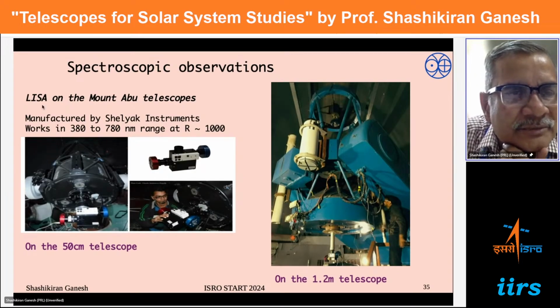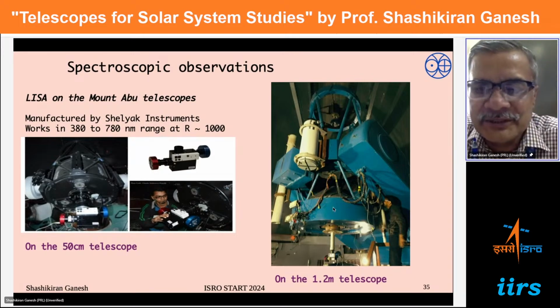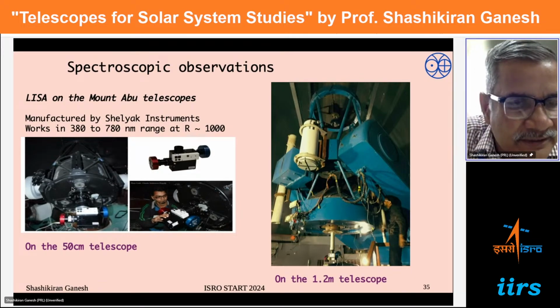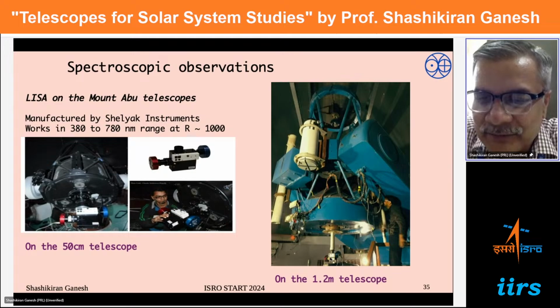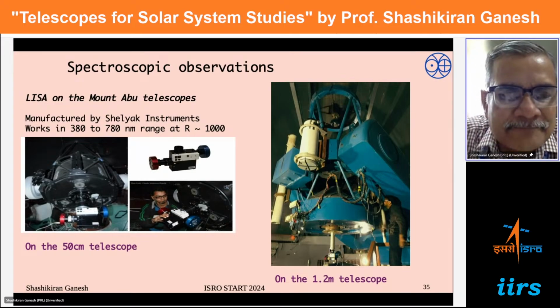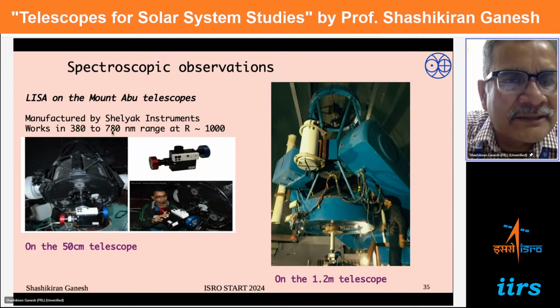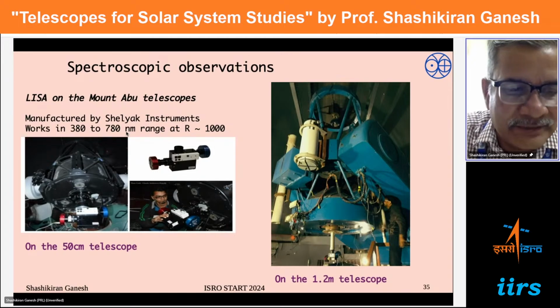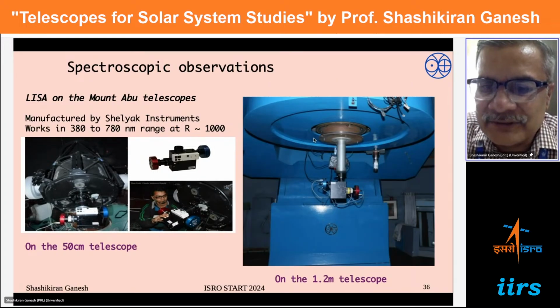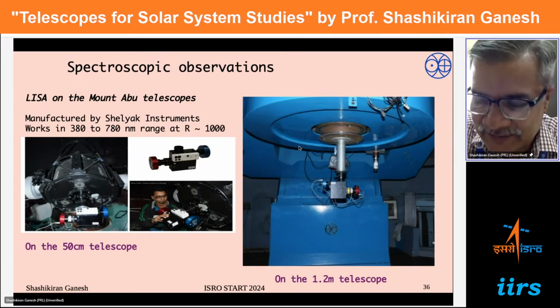This is one of the instruments on the 50 centimeter, as well as it has been used on the 1.2 meter. This is showing it on the 50 centimeter. This is on the 1.2 meter. And it has a spectral resolution of 1000 with a wavelength coverage from 380 to 780 nanometers. And this is what the instrument looks like mounted on the 1.2 meter. So this mirror is 1.2 meters across.